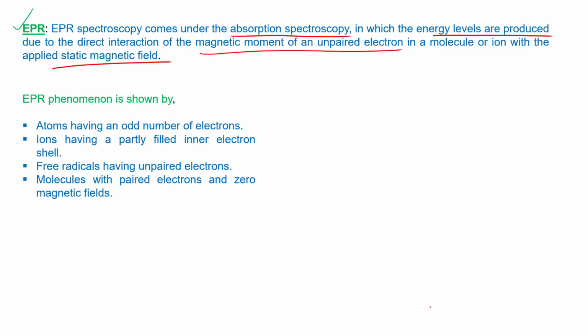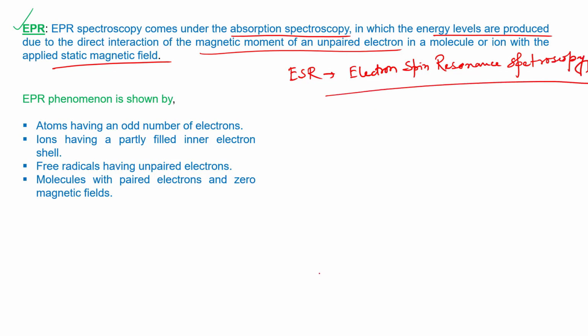Another name of EPR is ESR, which is electron spin resonance spectroscopy. There are four cases where an EPR spectrum will arise. The first one is atoms having an odd number of electrons. Second, ions having a partly filled inner electronic shell. Third is a free radical having an unpaired electron, and the last one is a molecule with paired electrons and zero magnetic field.